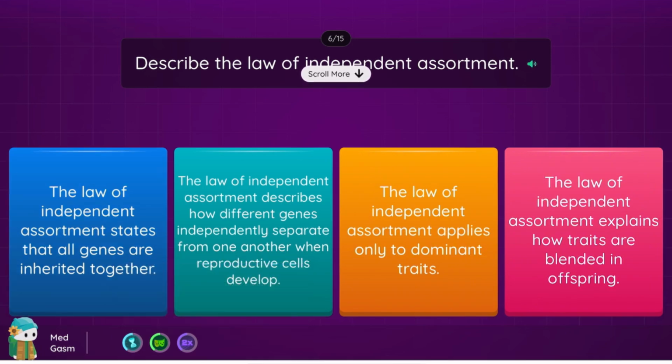Option 3. The law of independent assortment applies only to dominant traits. Option 4. The law of independent assortment explains how traits are blended in offspring.